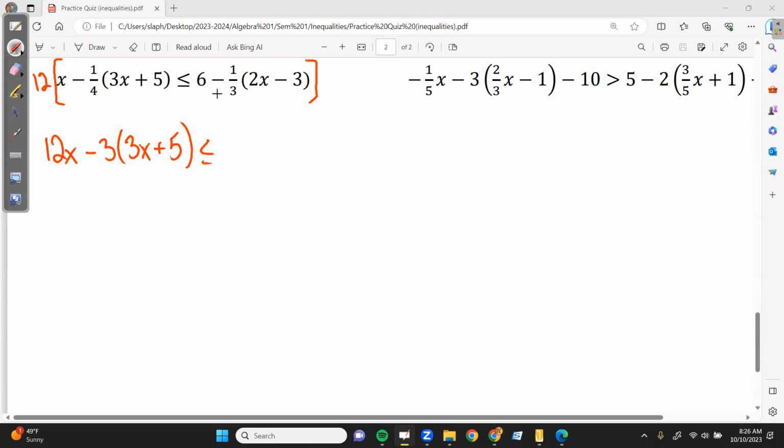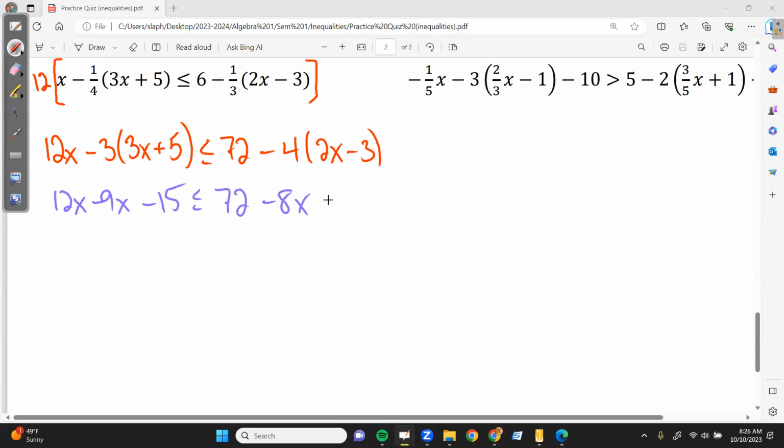When the 12 hits that lonely 6, you get 72. When the 12 hits the guardian fraction, hook it, you get 4. And then leave the stuff in the parentheses alone. At that point, there's really no difference between this and the couple problems that came before it. So I'm going to go ahead and motor through this. 12x minus 9x minus 15 is less than or equal to 72 minus 8x. Watch the signs, plus 12.